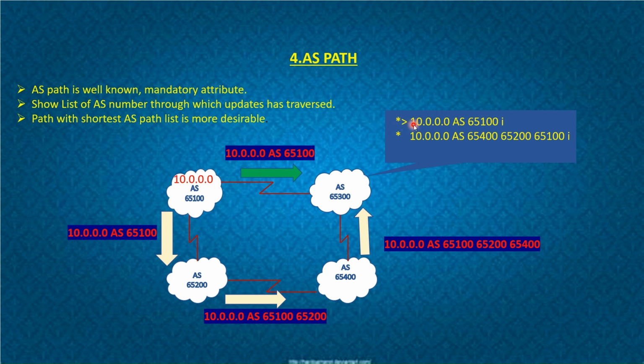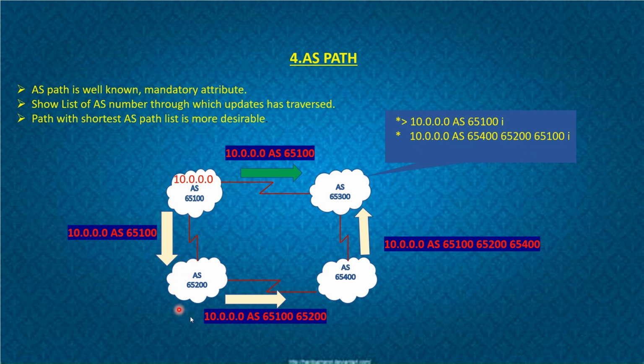Suppose, how does BGP decide which is best? We have discussed this in an earlier slide. Whenever any route is learned on a BGP router, it has complete visibility of that network, like how many hops away this route was learned. So if BGP has two ways to reach one network, it will compare from which direction I am getting the lowest AS path numbers. That path will become the best.